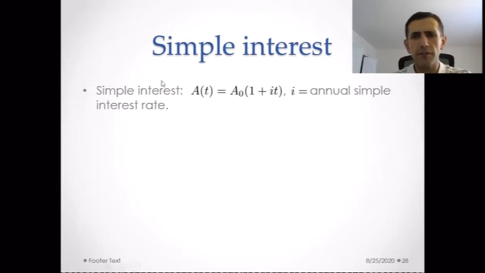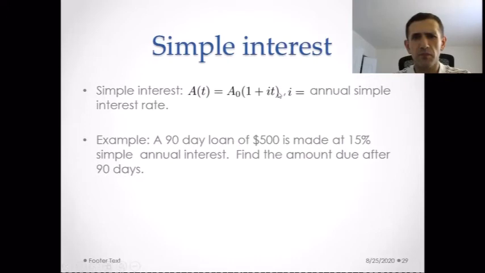So the idea of simple interest is, again, no pun intended, very simple. We say an account earns simple interest at interest rate i as a decimal if the accumulation function is just your initial deposit times 1 plus i t, where t is in years. As a very simple example, this is basically just plug and chug. There's not a whole lot to this.